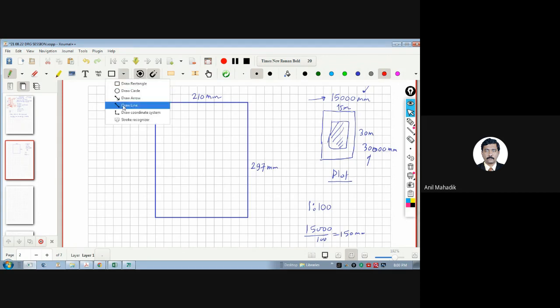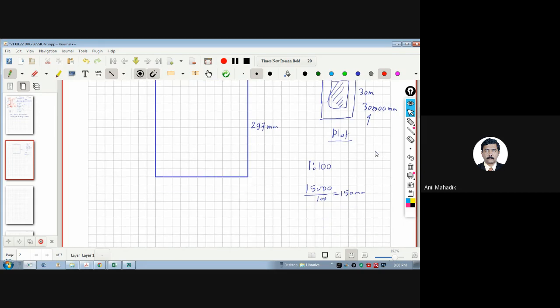Let's try it. Yes, sir. I can fit this line because this is my 150 mm line here. Now there is a second question. The scale is the same, so don't change the scale. Now this 30,000 will be how much here? 300. Divided by 100 will be 300 mm.